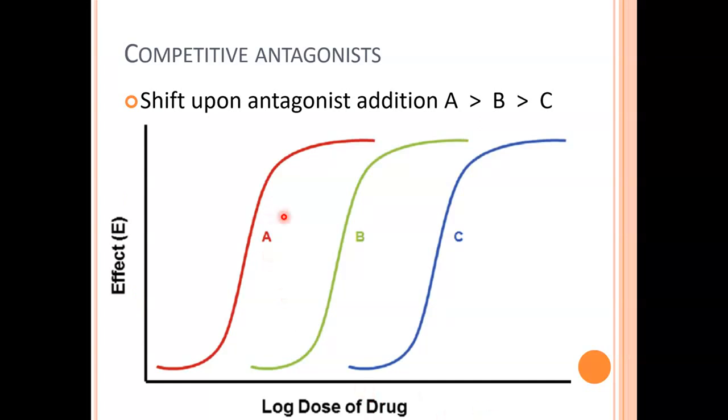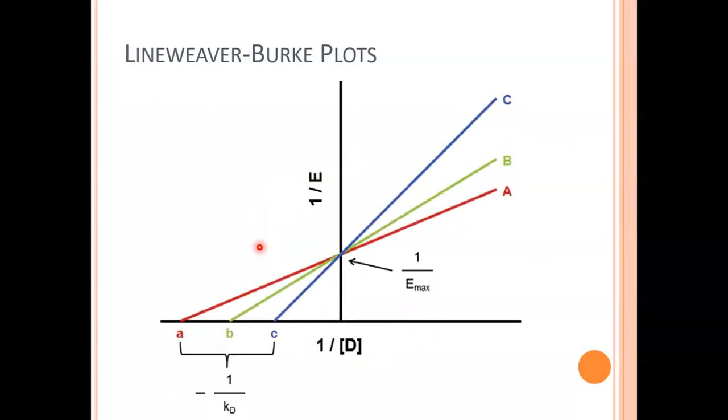So here we have a shift upon antagonist addition. Okay, so here is our dosage of drug and scenarios A, B, and C. Scenario A, let's say there's no antagonist, so we need a relatively low dose of drug to get the effect. Scenario B, we have a bit of an antagonist present in the system, so we need a higher dose of the drug to see an effect because we've got this competition between the two. And then we have scenario C, where there is a high antagonist amount in the system, so you need a very high amount of drug to get the same effect you would see where the antagonist was not present.